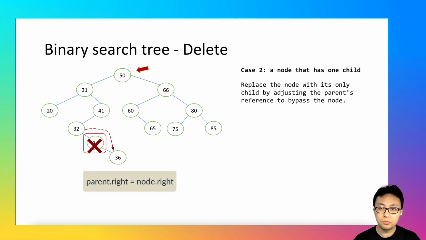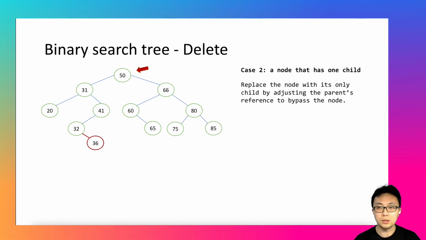We will adjust the reference of the parent node of the target node. The parent node of 34 is node 32, and node 34 is the right child of 32. So we adjust the reference of 32. By saying that, I mean the dot right reference of 32, so that it points to 36, like this. Is the target node 34 still out there somewhere? Yes, for a while before it's collected as garbage. That's how you deal with a target node that falls into the case 2.